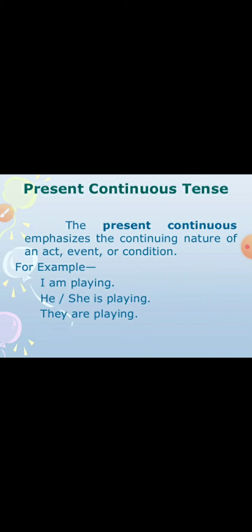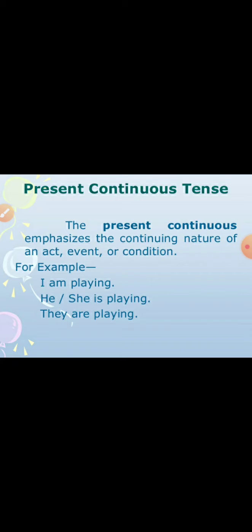Next one is present continuous tense. Now, what does this present continuous tense tell us? The present continuous tense or present progressive tense emphasizes the continuing nature of an act, event, or action. It talks about an action which is still going on at the moment. इस लम्हे, इस पल, इस वक्त जो कंटिन्यू कोई एक्शन हो रहा है, प्रेजेंट कंटिन्यूस टेंस हमें उस बारे में बताता है.